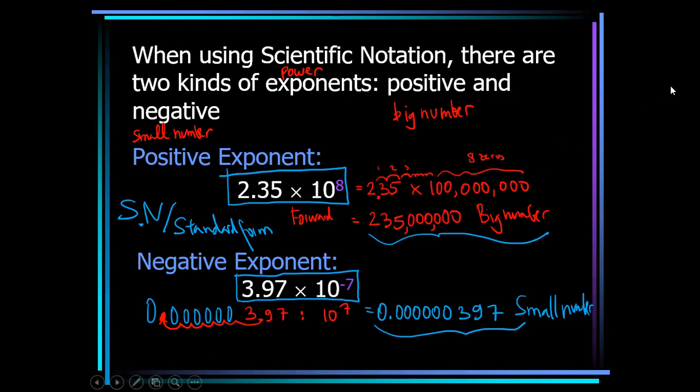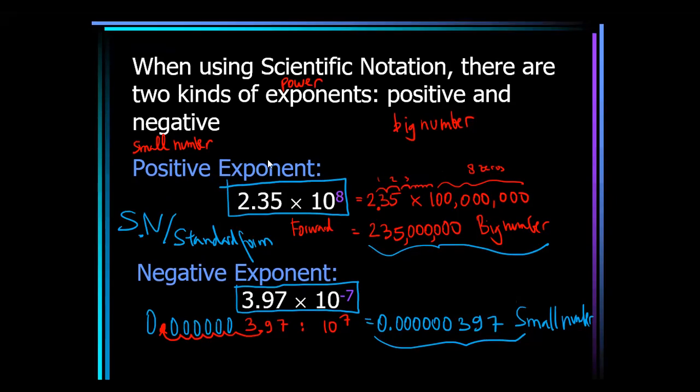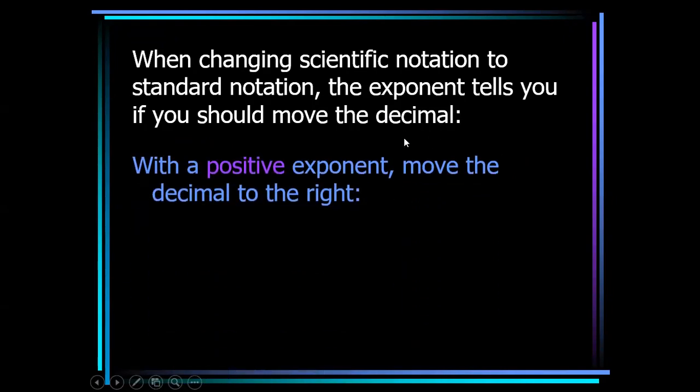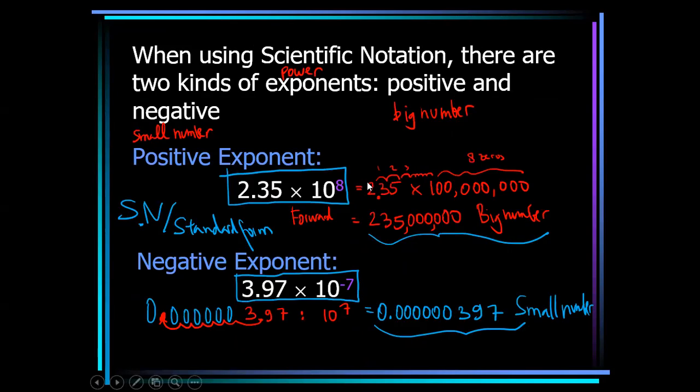Okay, now I will copy this because there is no explanation about the big number and small number. So we use scientific notation to express big and small numbers. Now, when changing scientific notation to standard notation, the exponent tells you whether to move the decimal left or right. I already told you previously, when you have a positive exponent, you go forward, to the right side. But for a negative exponent, you go backwards.